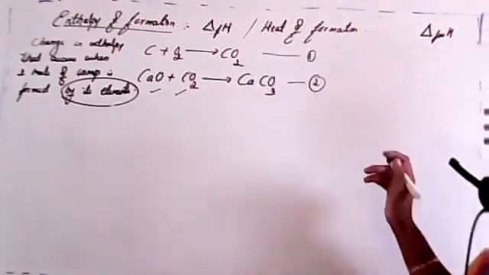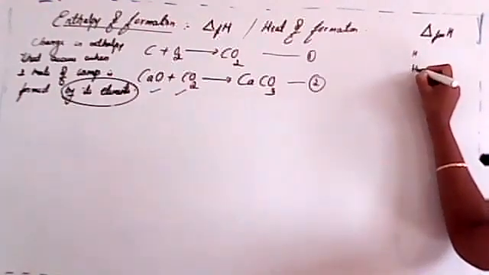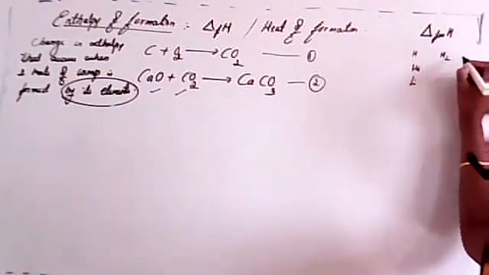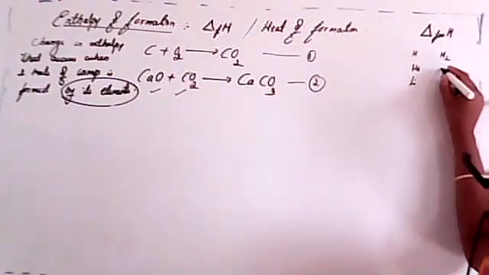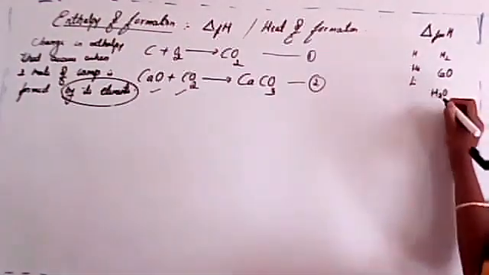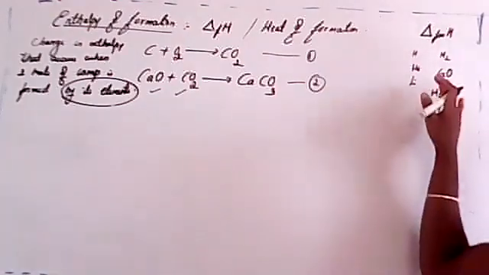Compound and element. If I write hydrogen, it is an element. Helium, element. Lithium, element. If I consider hydrogen, it is a molecule. If I consider calcium oxide, it is a compound. Water, compound. HCl, compound. Isn't it? So that is the difference.